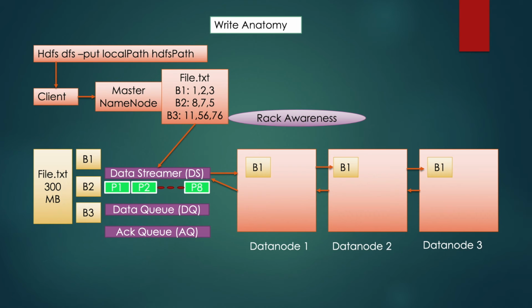Now that we have seen how block B1 is written, the same way block B2 is written into data nodes 8, 7 and 5 as we see in the metadata, and block B3 will be written into data nodes 11, 56 and 76.